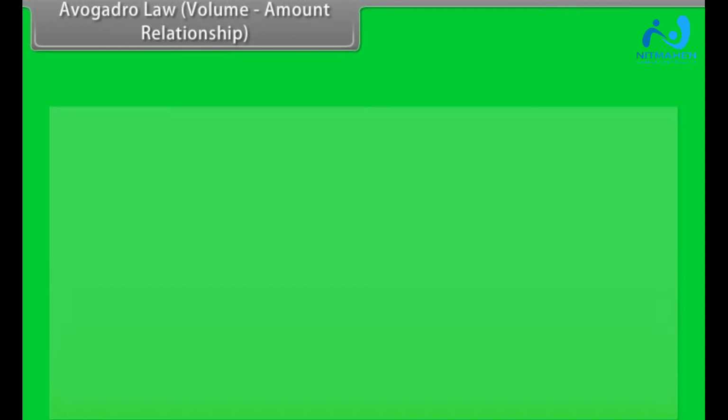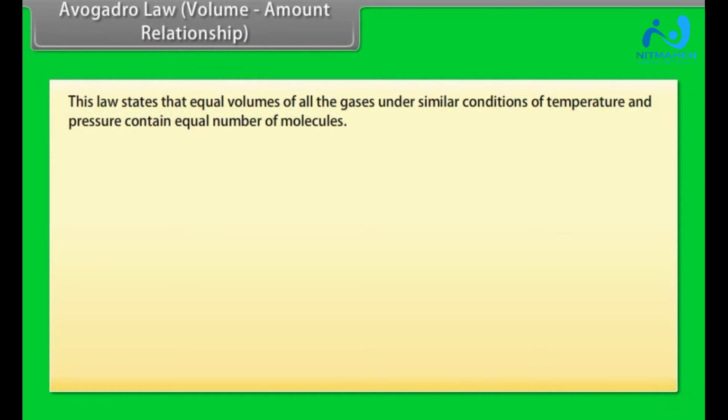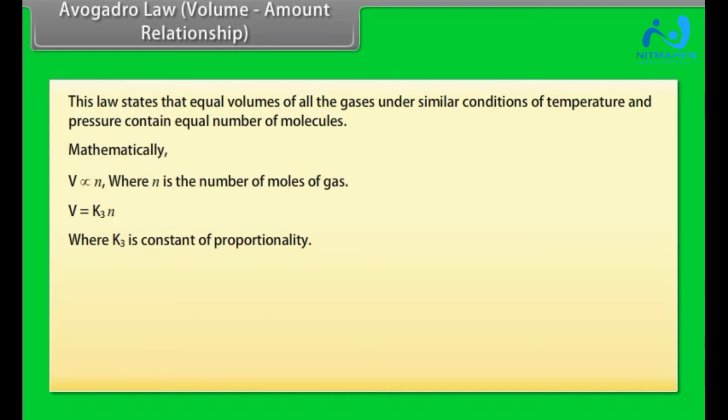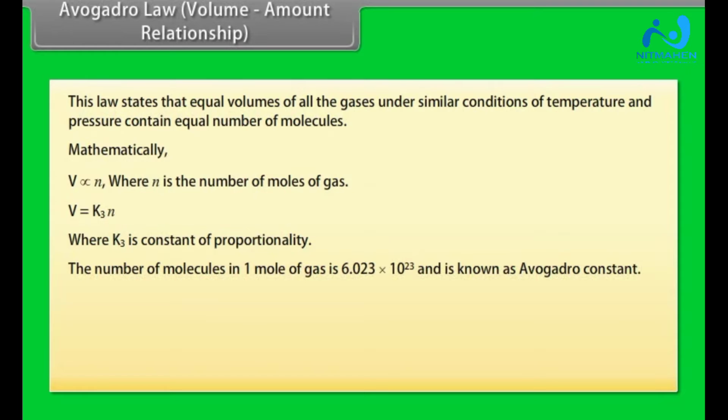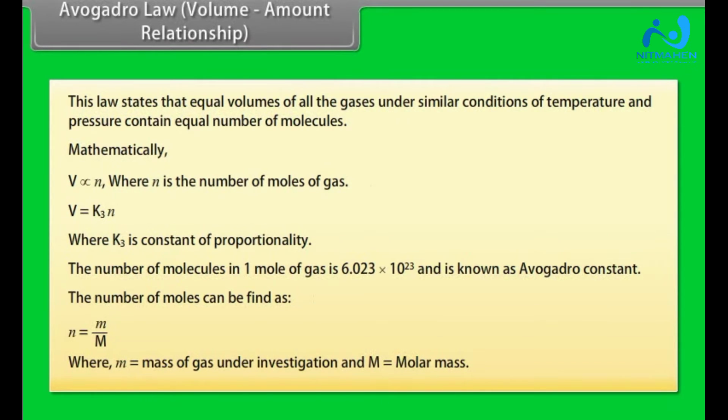Avogadro's law. Volume-amount relationship. This law states that equal volumes of all gases under similar conditions of temperature and pressure contain equal numbers of molecules. Mathematically, volume is directly proportional to the number of moles of gas. V is equal to K3 n, where K3 is the constant of proportionality. The number of molecules in 1 mole of gas is 6.023 into 10 raised to the power 23 and is known as Avogadro's constant. The number of moles can be defined as n is equal to m by M, where m is the mass of the gas under investigation and M is the molar mass.